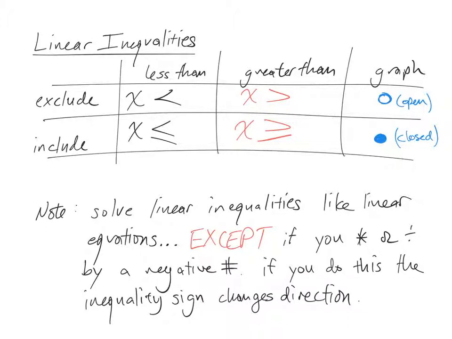But before we get into actually solving, a note. We solve linear inequalities like linear equations, except, this is your warning, if you multiply or divide by a negative number, the inequality sign changes direction, and therefore we would need to change which way we shade on the graph. Let me go to the next slide to explain why we like the variable on the left.